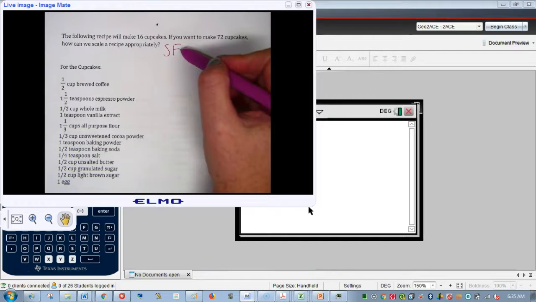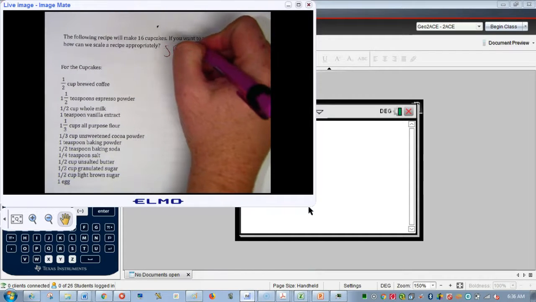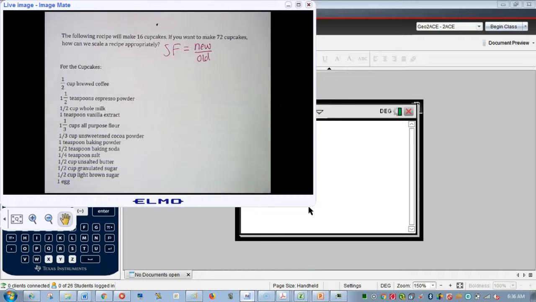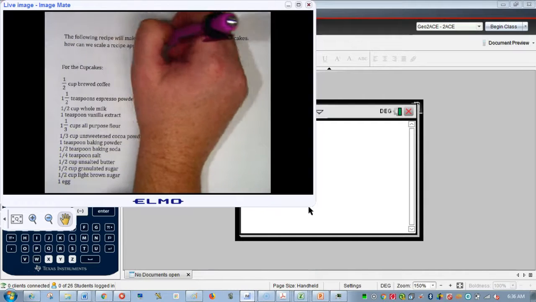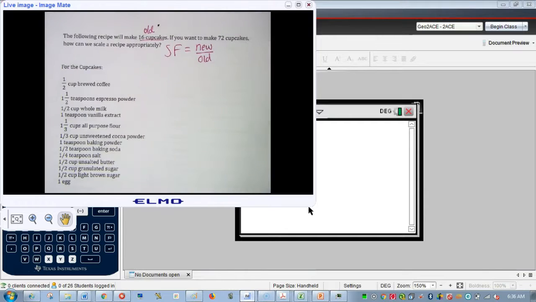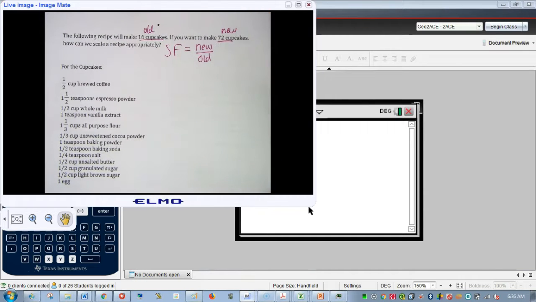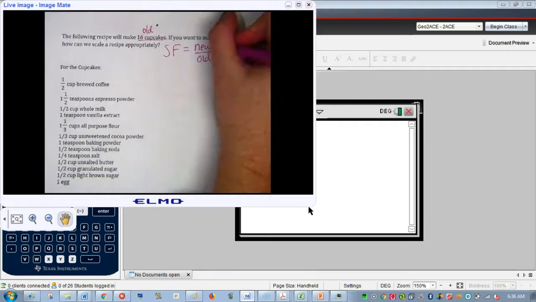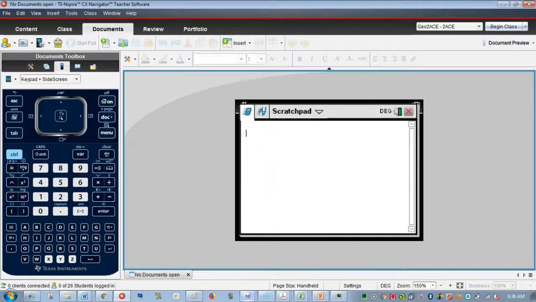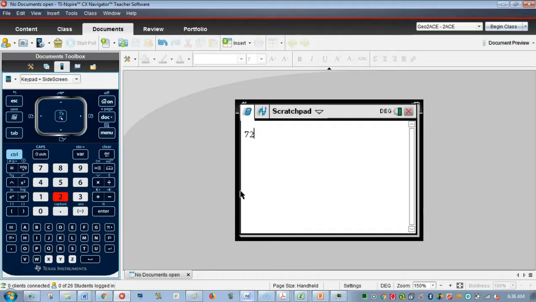And it's like your scale factor in geometry. You take your new and you divide it by your old. So I consider the 16 cupcakes my old recipe. I consider my 72 cupcakes the new recipe that I want to make. So if I take 72 and divide it by 16, again, I'm doing everything in my calculator, 72 divided by 16 gives me 9 halves.